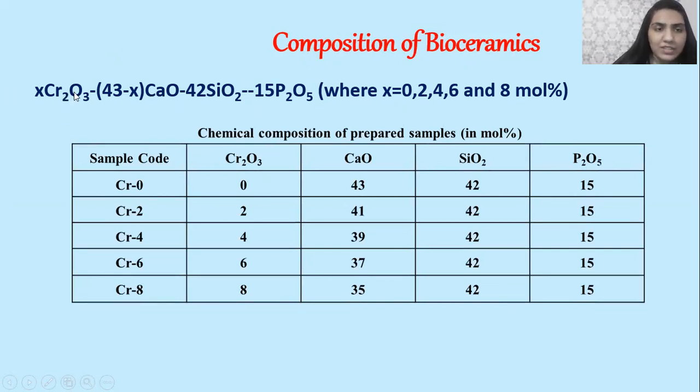Here I am replacing the calcium oxide with chromium oxide without varying the silicon dioxide and phosphorus pentoxide. So I am varying 0, 2, 4, 6, 8 mole percent of chromium oxide in place of calcium oxide.